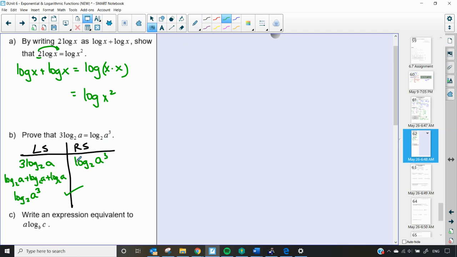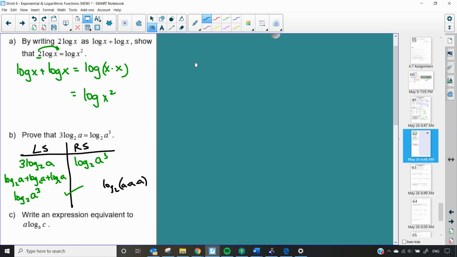You could have just as easily taken the log base 2 of a cubed and written it as log base 2 of a times a times a, and from there got to log base 2 of a plus log base 2 of a, and so on. So it doesn't matter which side you simplify as long as you get to the final answer.